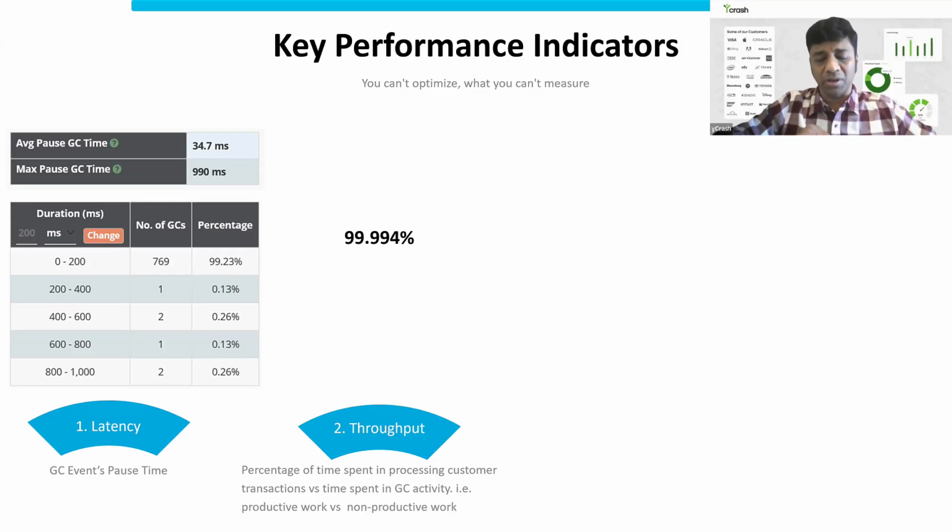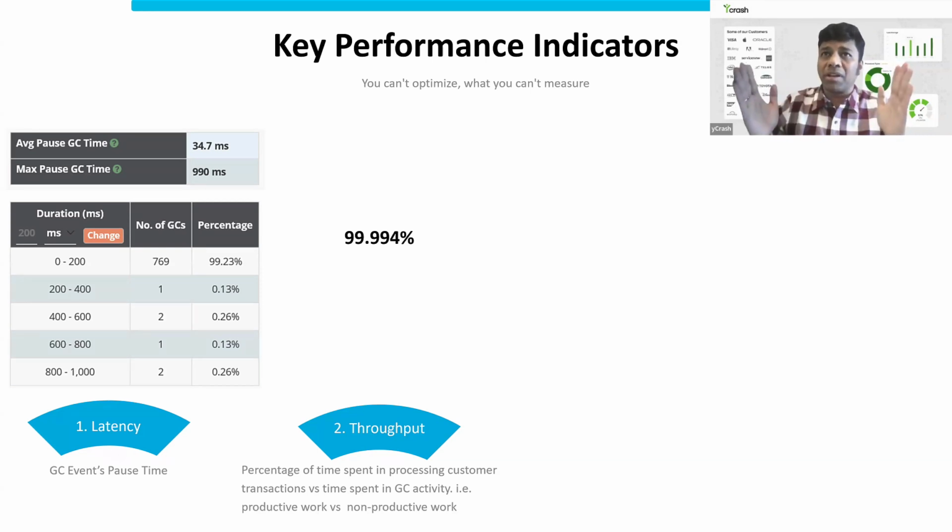So friends, what is throughput? Throughput is basically a cumulative time, say, over a 24 hour period, and it is reported as a percentage. So if someone says my application's GC throughput is 98 percent, it means this application is spending 98 percent of its time processing customer transactions and 2 percent of its time processing garbage collection activity. So I have to see it over a cumulative period.